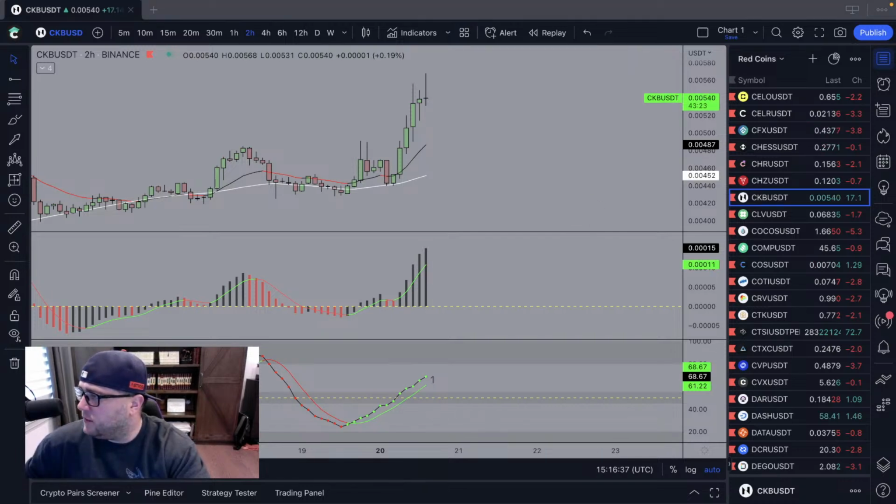Is that the coin that I put in there? Let me see. CKB. Yep, CKB. It's going to look good. We want to wait for these histograms to turn red. So even if this thing pumps up on you, you don't want to go short on that because the momentum is upwards right now. But if it starts turning red on you, that's when you want to try to go short.